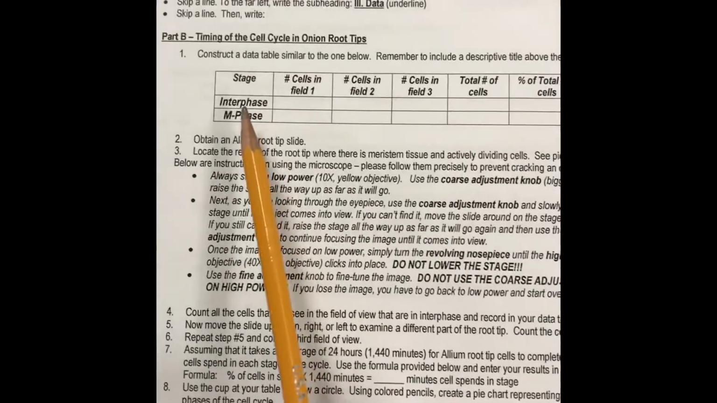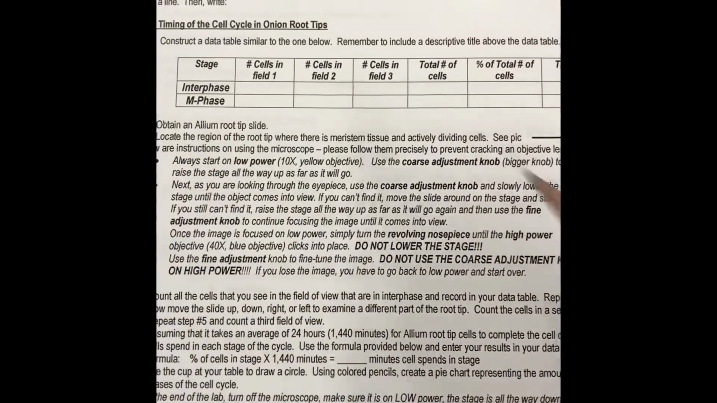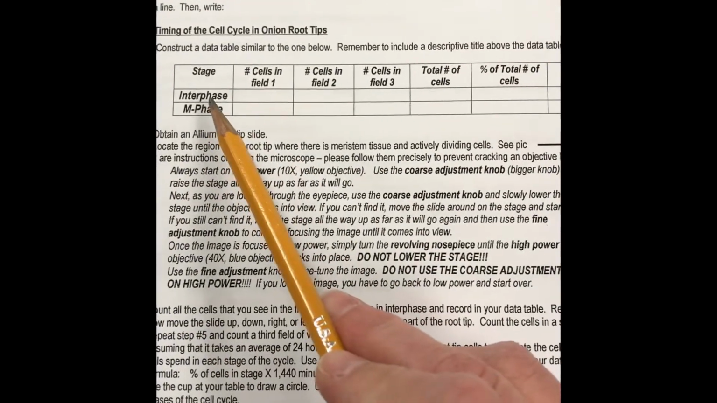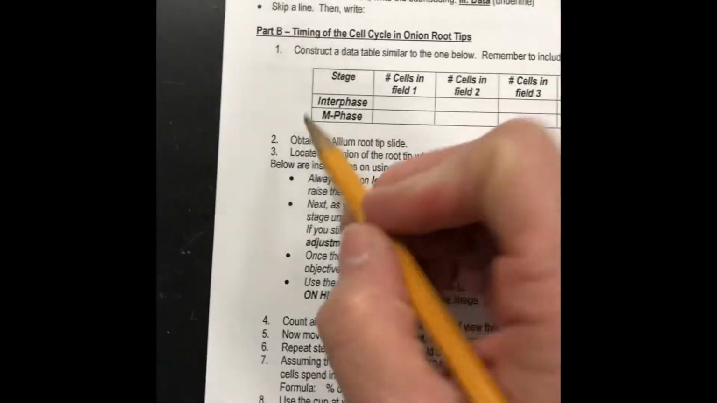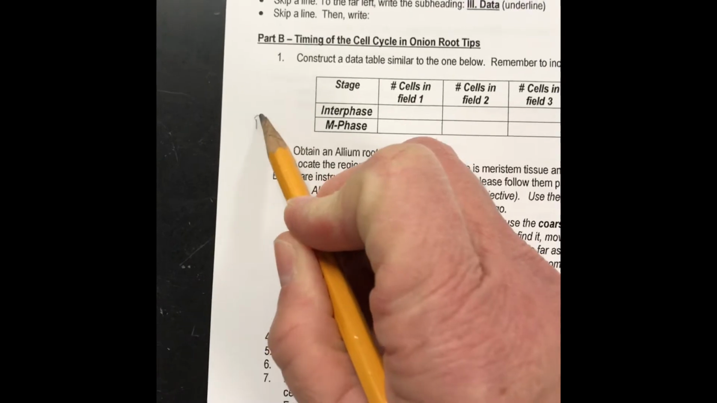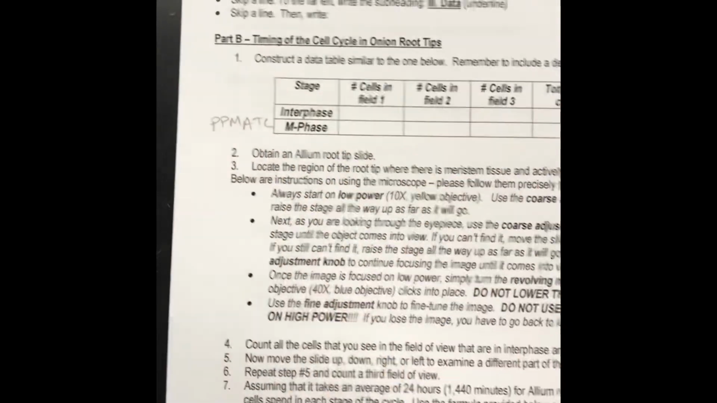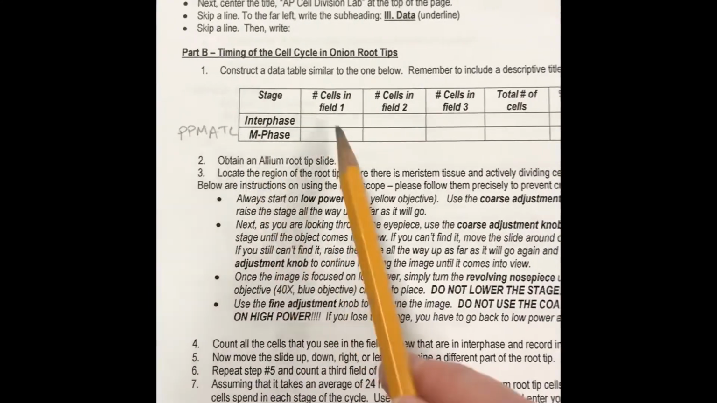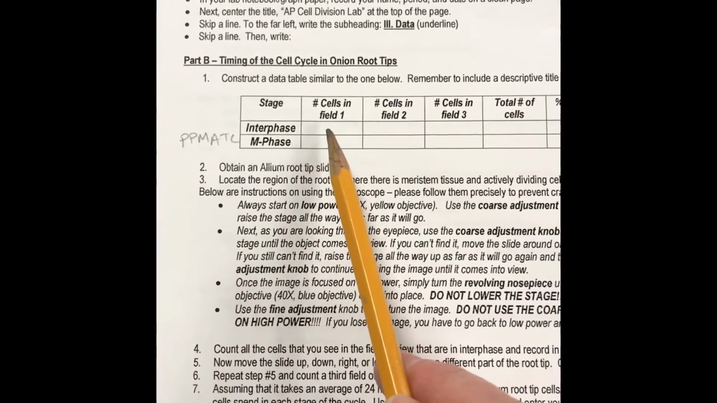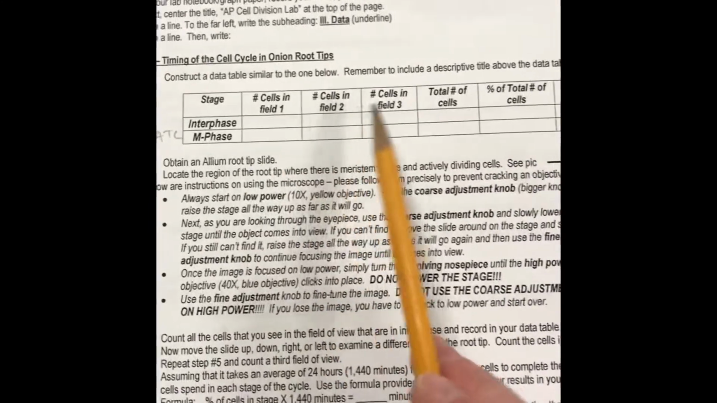And what you're going to do, I'll zoom in on it and let you take a snapshot of it. But you want to count how many cells are in interphase and how many cells are in M phase, remembering that M phase would be P, P, M, A, T, and cytokinesis. So it's really interphase versus anything in M phase. And you want to count how many total cells that you see in the field of view. So we're going to do this 3 different times.